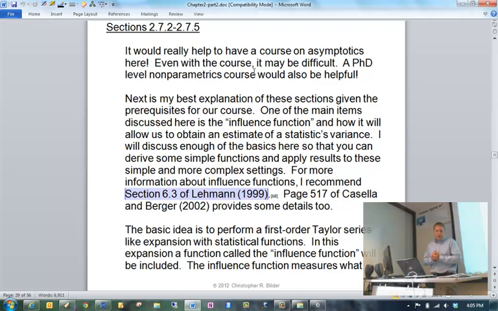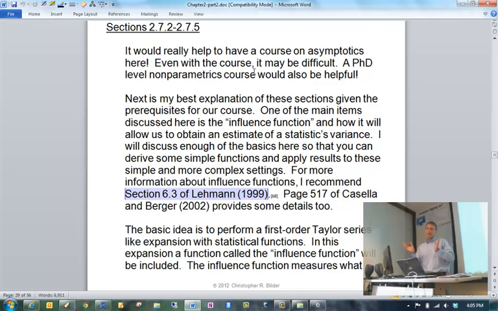Now, the influence function is also used to obtain what's called the non-parametric delta method estimate of the variance. That's what we're really interested in this class. We're not interested in robustness, so don't worry about that. We are only interested in being able to calculate the influence function and then to apply it to get this non-parametric delta method estimate of the variance.